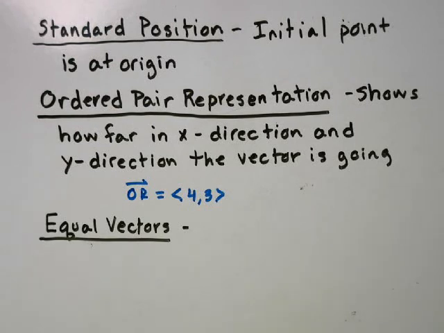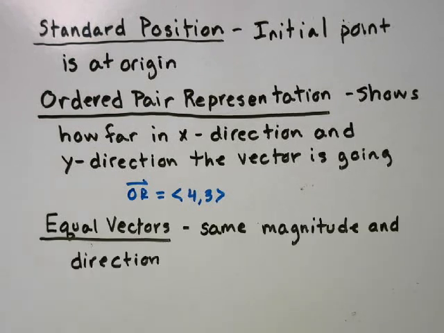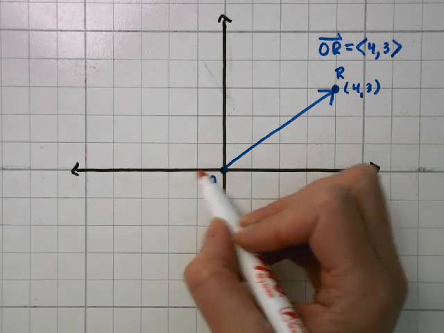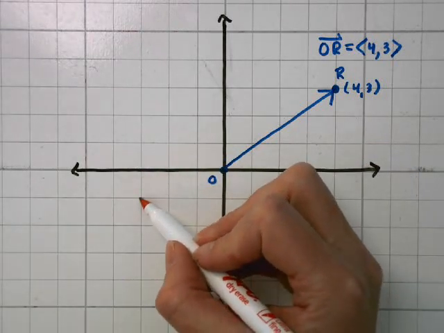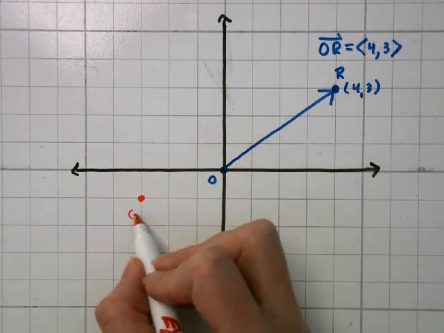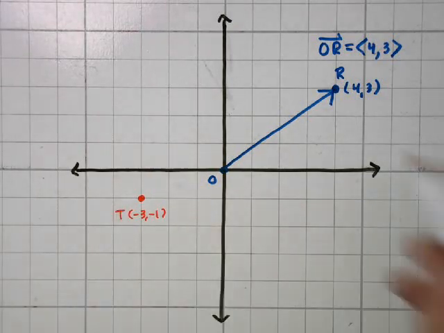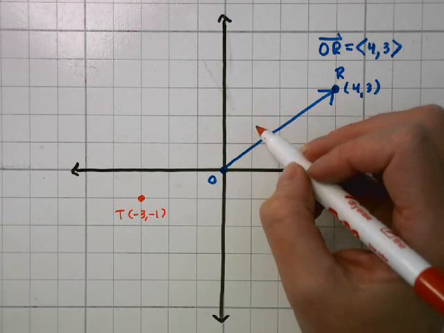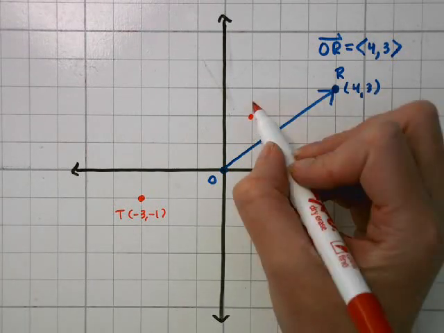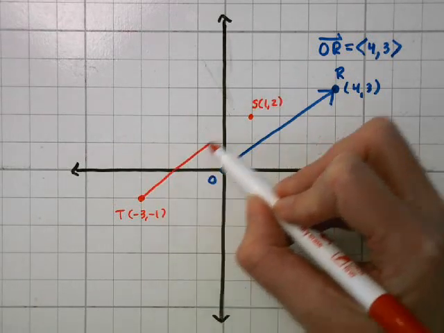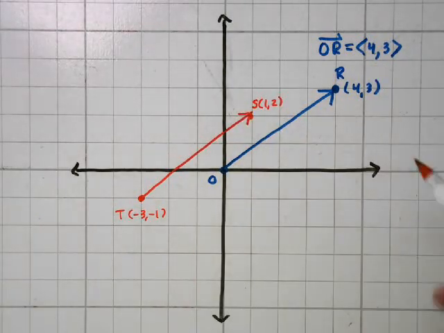Equal vectors. Equal vectors are what they sound like. They will have the same magnitude and direction. Okay, so I'm going to add another vector here. I'm going to start at -3, -1. I'll call this point T. And then my next point is going to be at 1, 2. And I'll call this S. And draw a vector that goes from those 2 points.